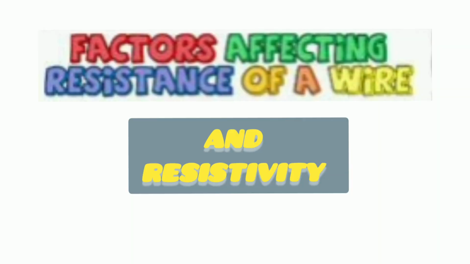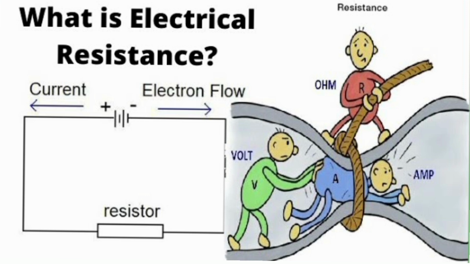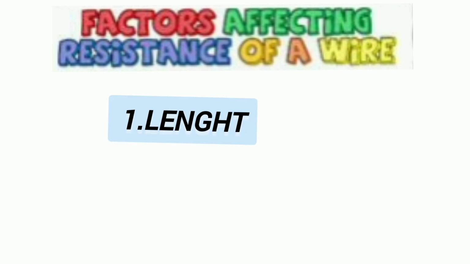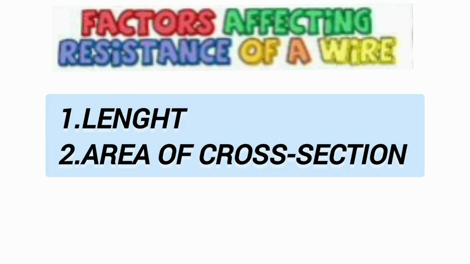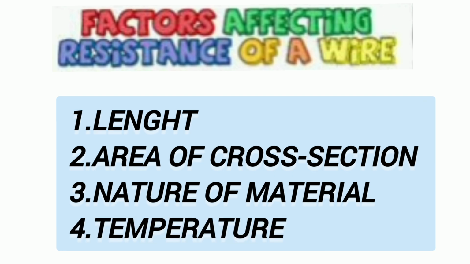Let's study about factors affecting the resistance of a conductor and resistivity. Resistance of a conductor is its ability to oppose the flow of current through it. There are several factors affecting resistance of a conductor, such as length, area of cross-section, nature of material, temperature, etc.